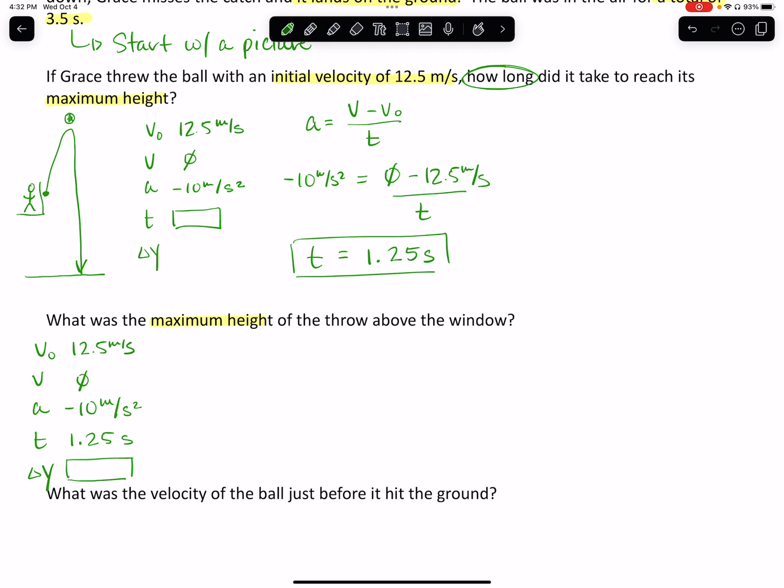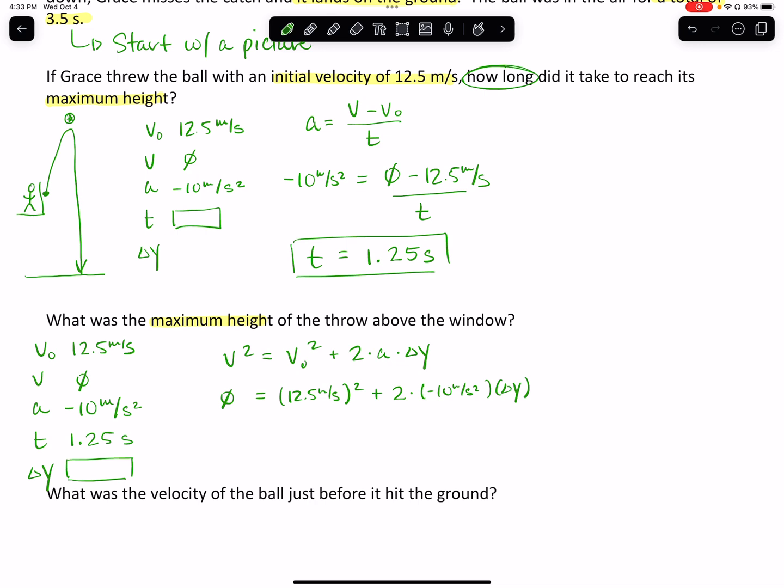We have a lot of variables filled in, so we have a lot of choices. We've been working quite a bit with final velocity squared equals initial velocity squared plus 2 times acceleration times the change in position, so I think I'm going to use that here. So 0 for my final velocity, 12.5 meters per second for my initial, and then 2 times negative 10 meters per second squared times my unknown change in position, delta y.